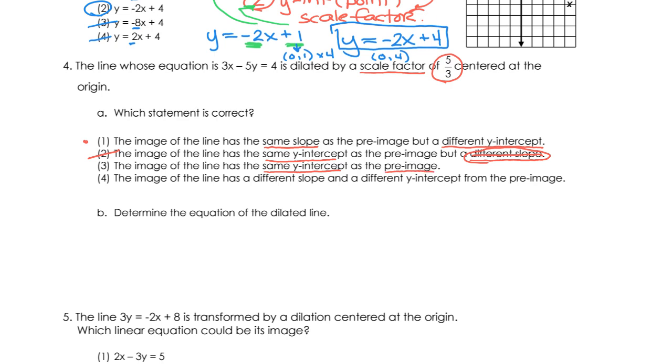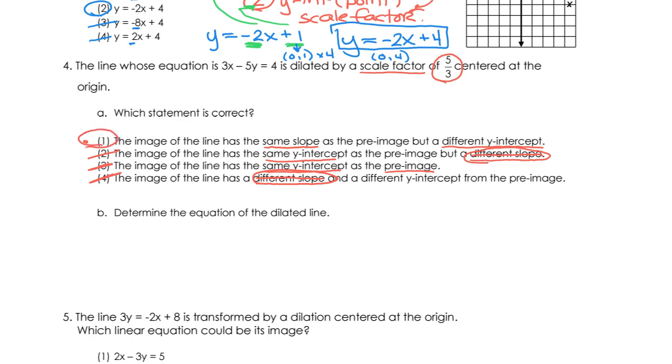They didn't say anything about the slope, okay? But we also know that the y-intercept changes based on the scale factor. So I think I'm going to get rid of that one. Number 4 says that the image of the line has a different slope. Different slope? No way. Lines are parallel. Parallel lines have the same slope, so by 4. And so it's going to be choice 1.